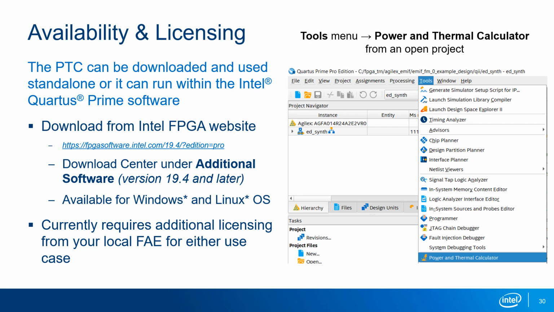The PTC can be directly launched from version 19.4 or later of the Intel Quartus Prime software, or run as a standalone Windows or Linux application, avoiding the need for an installation of the Intel Quartus Prime software. In either case, additional licensing is currently required for the tool, so please contact your local FAE for access.